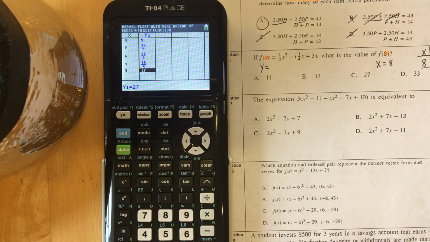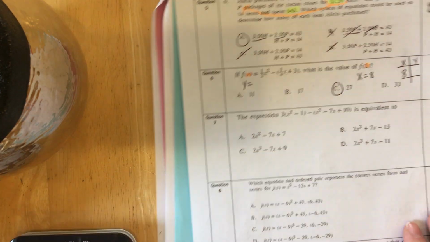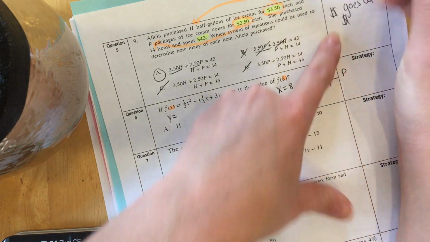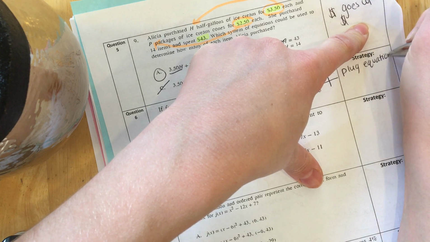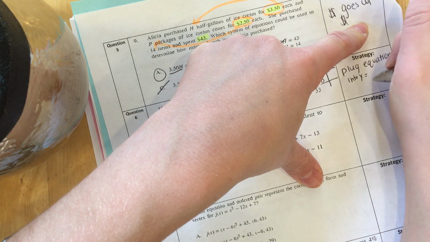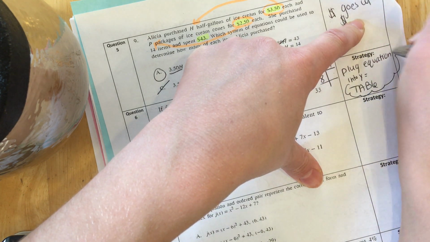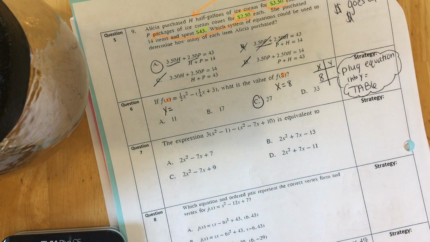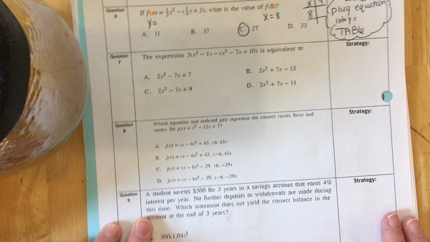27 is my answer, and there it is right there. So the answer is C. So the strategy here is to plug the equation into y equals and go to the table. Okay? All right, moving right along.